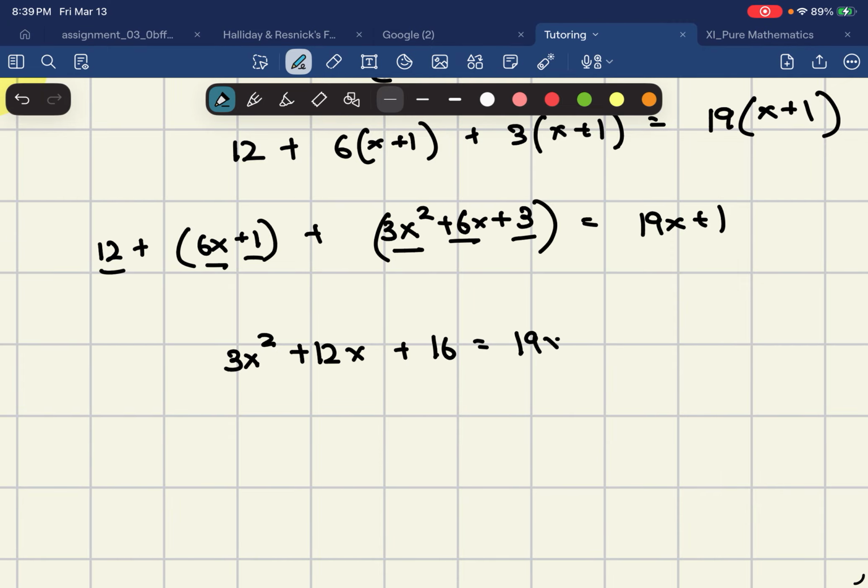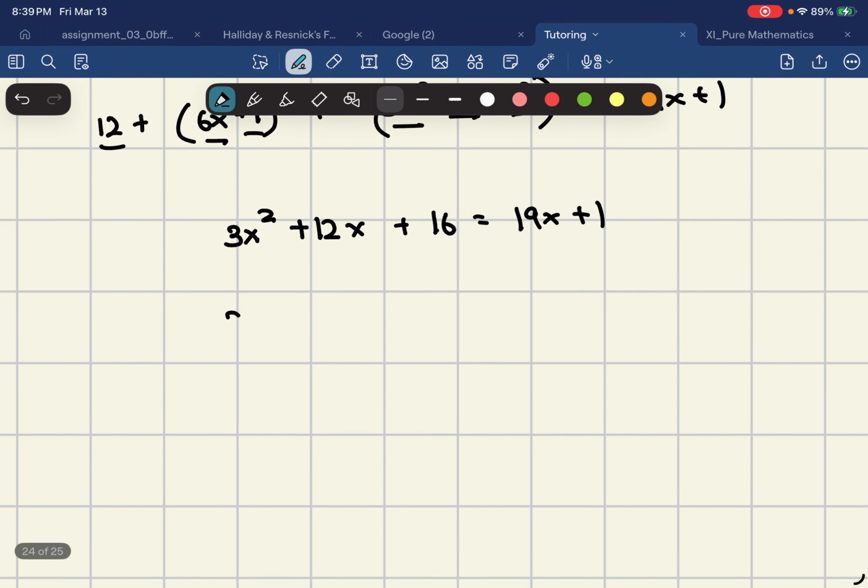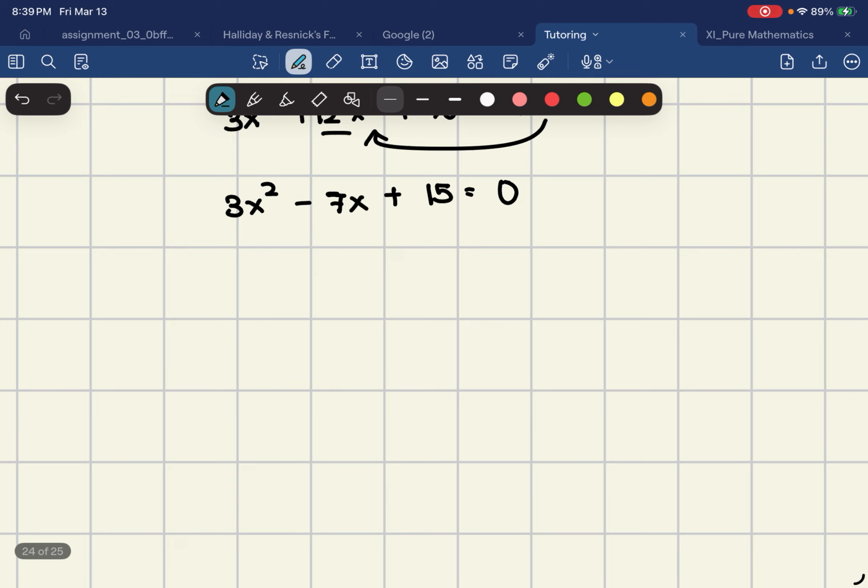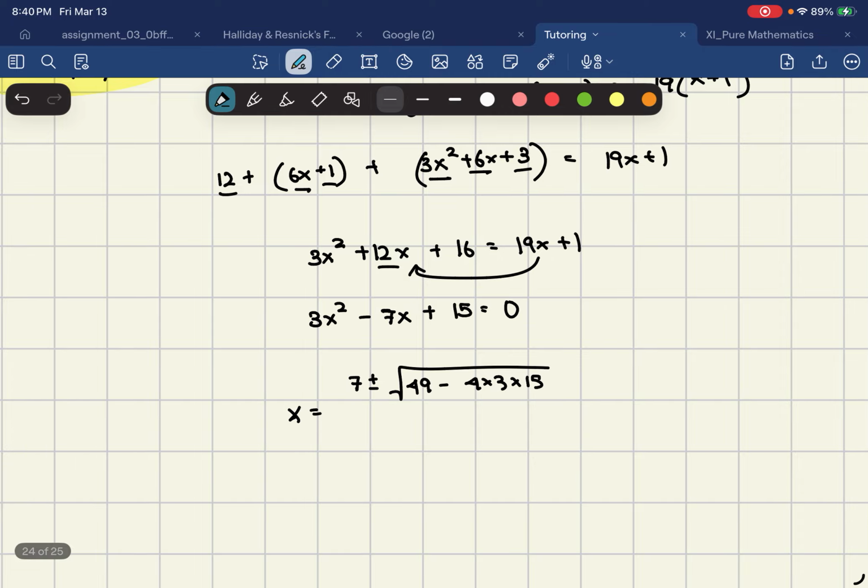So that is 19x plus 1. And finally, I get 3x squared, 12x minus 16 squared, that is minus 7x, I believe. Plus 16 minus 1 is 15, that is 0. Now I can solve this quadratic equation. x is equal to 7, I'm going to do it quickly, plus or minus the square root of 49 minus 4 times 3 times 15. So that should be actually bigger than 49. So we made a mistake, probably somewhere.